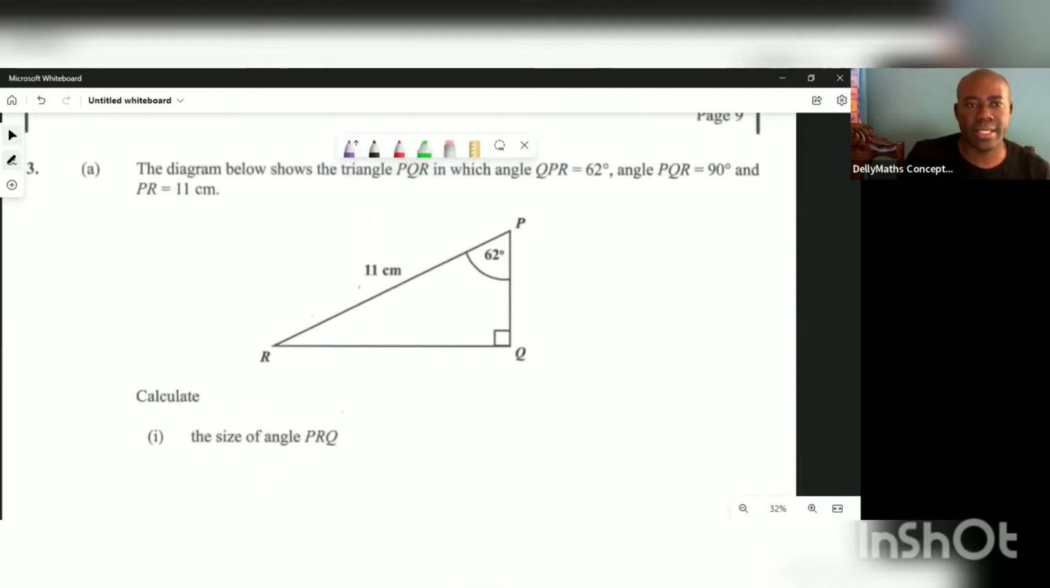So let us see the questions that they're asking us to do. The first question says that they want to calculate the size of angle PRQ. I normally say mark the angle so that we see exactly where we're dealing with. So we want to find this angle right here. This is the angle that we want to find, the angle shaded right here, PRQ.